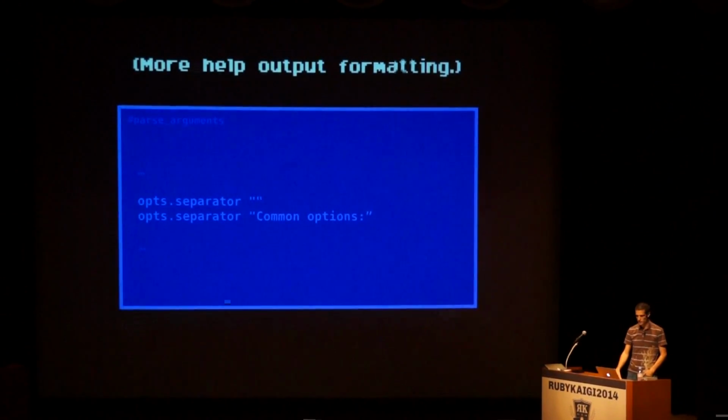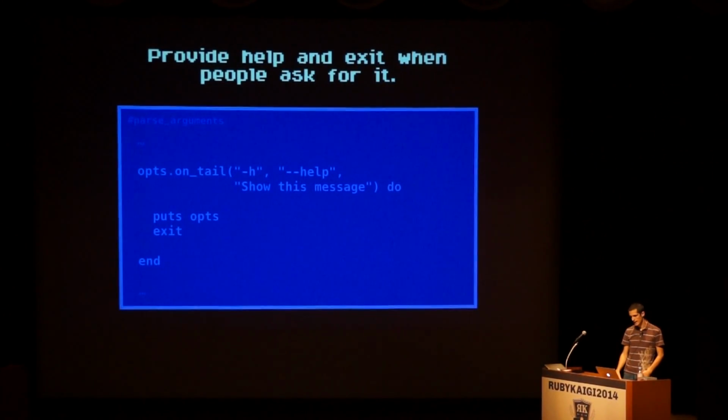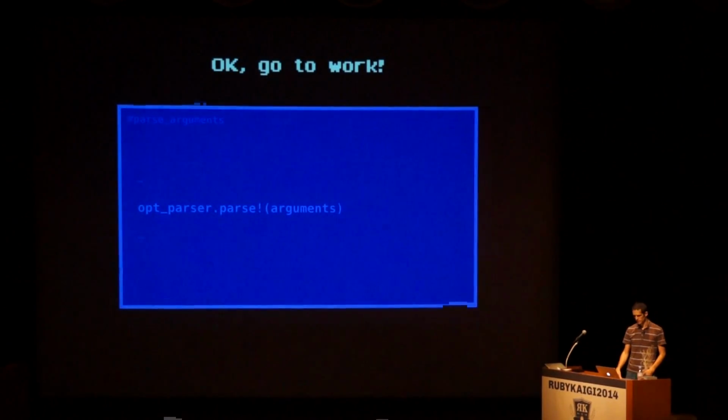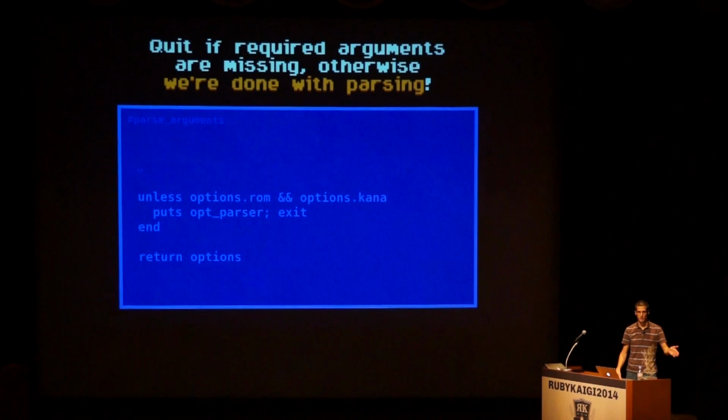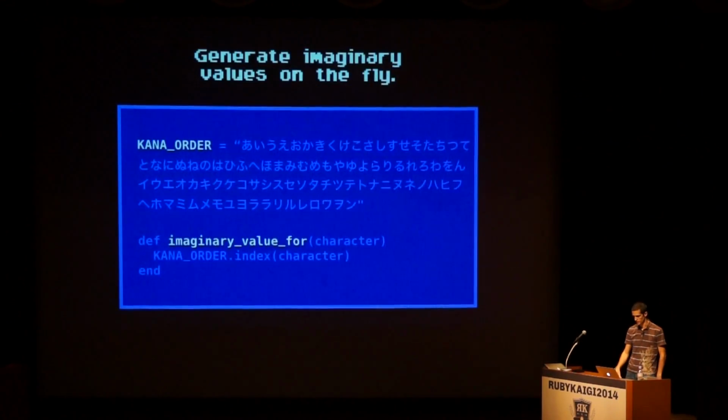It will print out a separator for some more common options like help, and then there's another one for version. And then once it's done that, it'll parse the arguments off the command line. So unless the person has specified a ROM and the kana, it will print out the option parser, which will show the help documentation, and exit. Otherwise, it returns the option. OK, so now we've parsed. We're done with parsing.